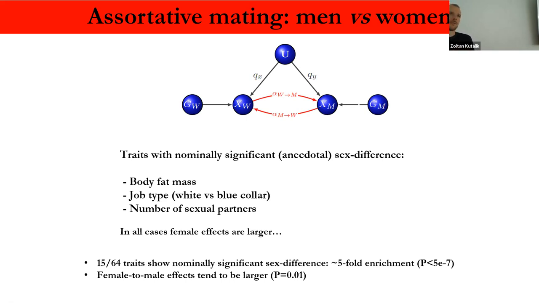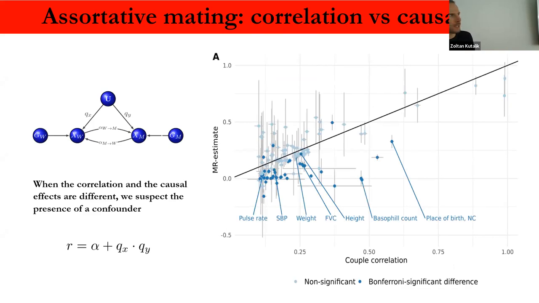We've seen that there is not much effect, that people don't seem to converge. Second, male-female effects are not that different from each other. So next question: if you compare the correlation between the phenotypes and the causal effect of the phenotypes, can we observe some discrepancies? And indeed, we do. In general, of course, the correlations are larger than the causal effects. And here are just some examples where you see massively larger correlations than causal effects.